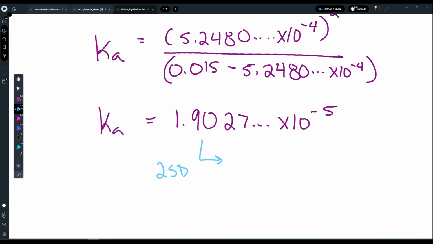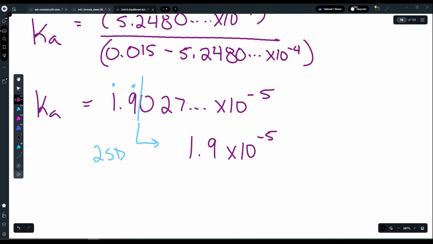Since it's Ka, the equilibrium constant, that doesn't have the letter P in it, so I'm looking at the entire number to determine sig digs. So 1, 2, there's my cutoff line. So our Ka is 1.9 times 10 to the power of -5. Remember that the times 10 to the power of whatever exponent is not included in sig digs for any number.